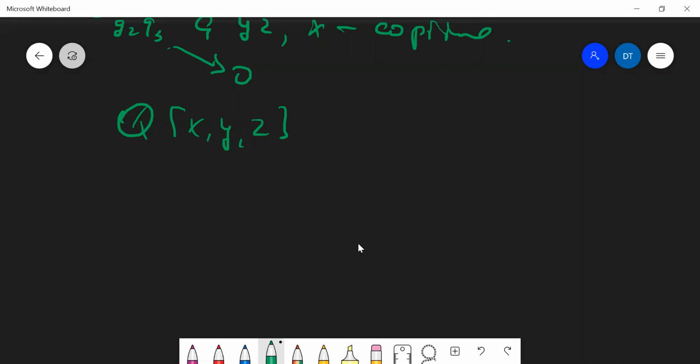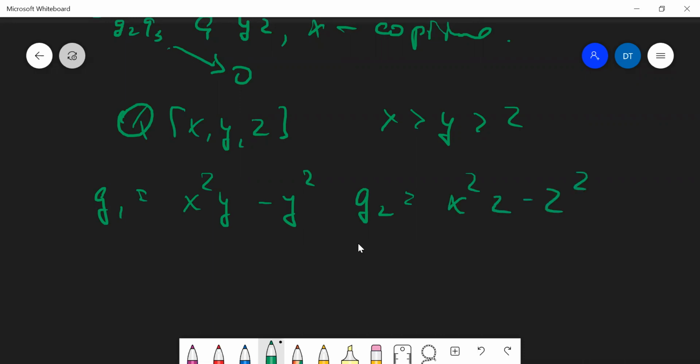Okay, well, the computation will be different, but in general, it doesn't matter. So now let G1 be x squared y minus y squared, and G2 be x squared z minus z squared. And I want to choose two different orders. This will be lex one, and this will be lex two.